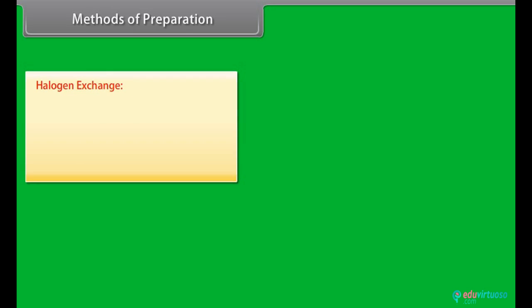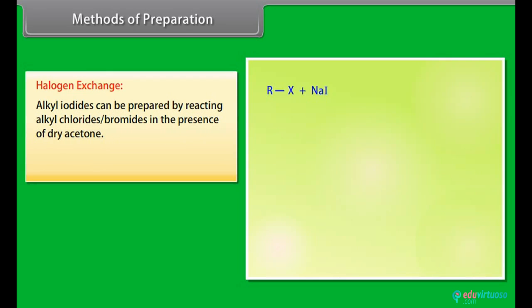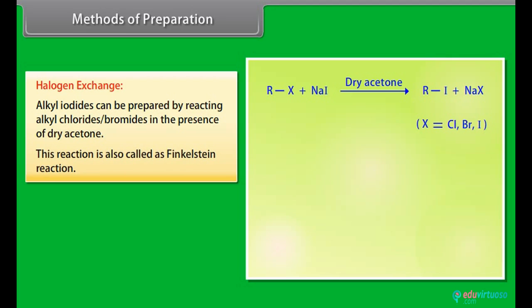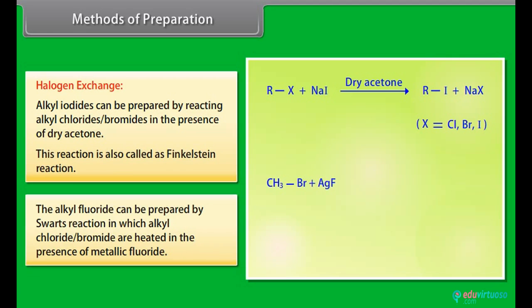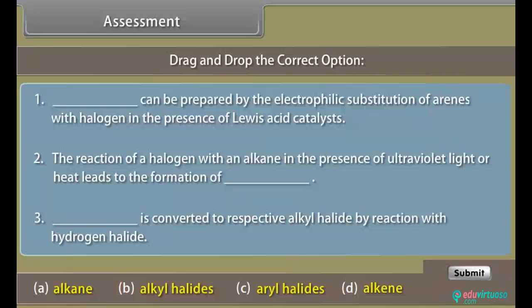Halogen exchange. Alkyl iodides can be prepared by reacting alkyl chlorides or bromides in the presence of dry acetone. This reaction is also called the Finkelstein reaction. The alkyl fluoride can be prepared by the Swarts reaction, in which alkyl chlorides or bromides are heated in the presence of metallic fluoride. Assessment. Before proceeding further, let us know how much you have learnt.